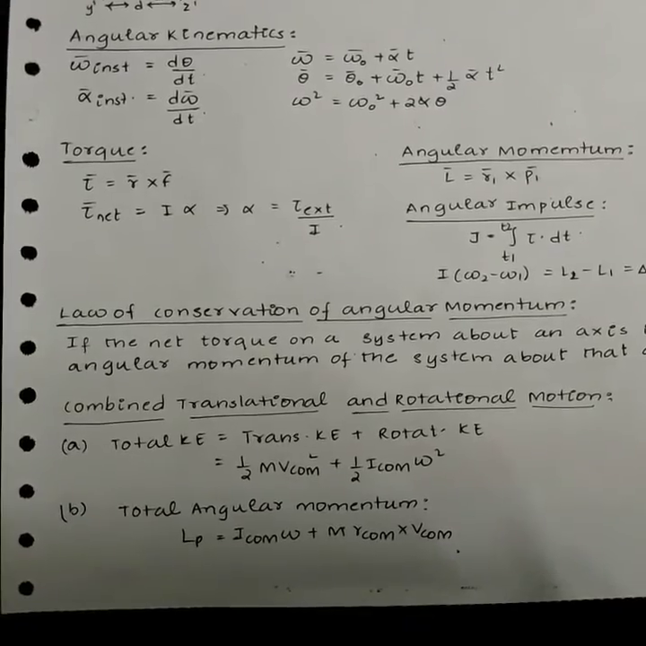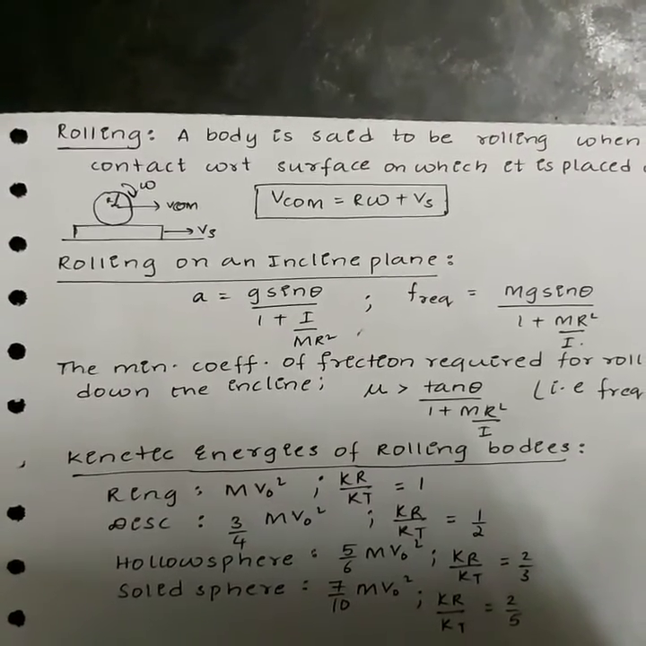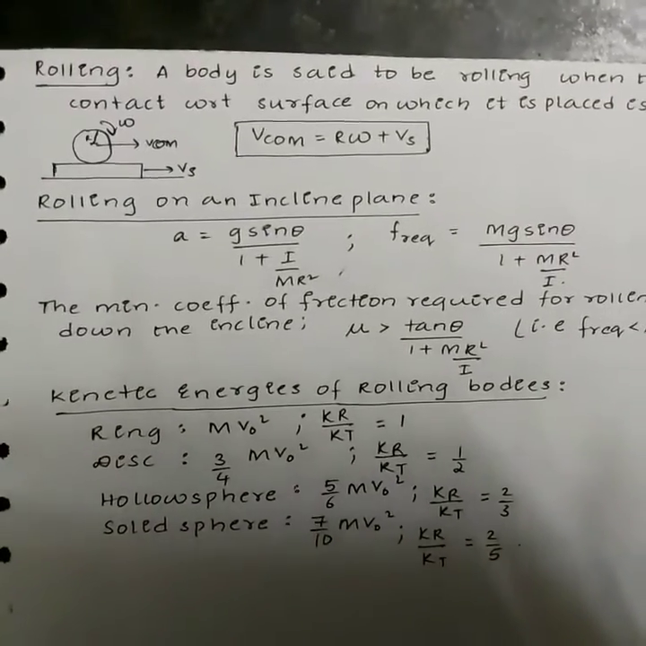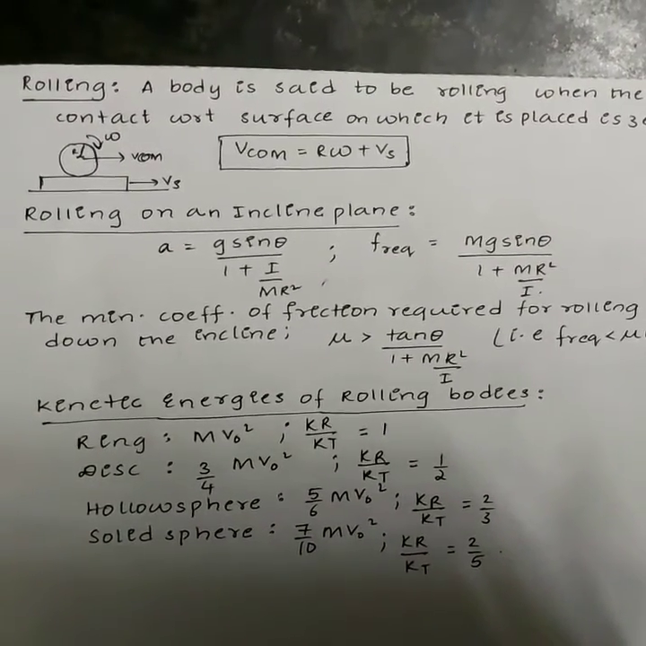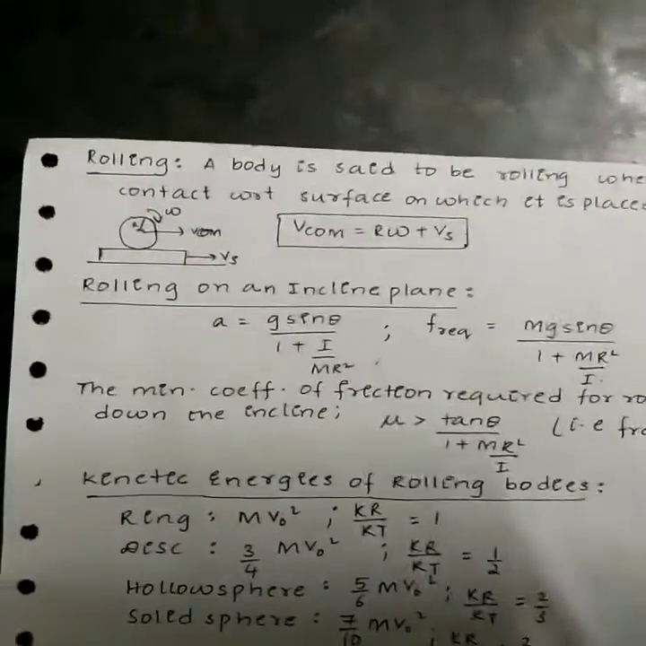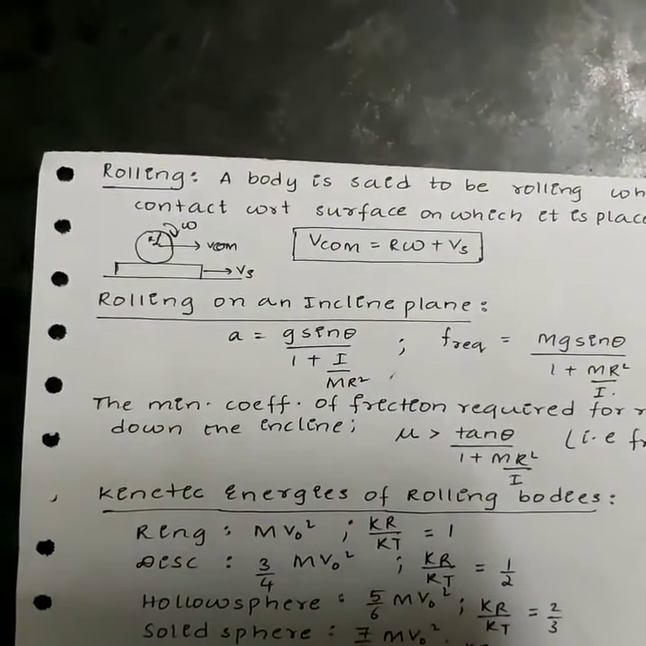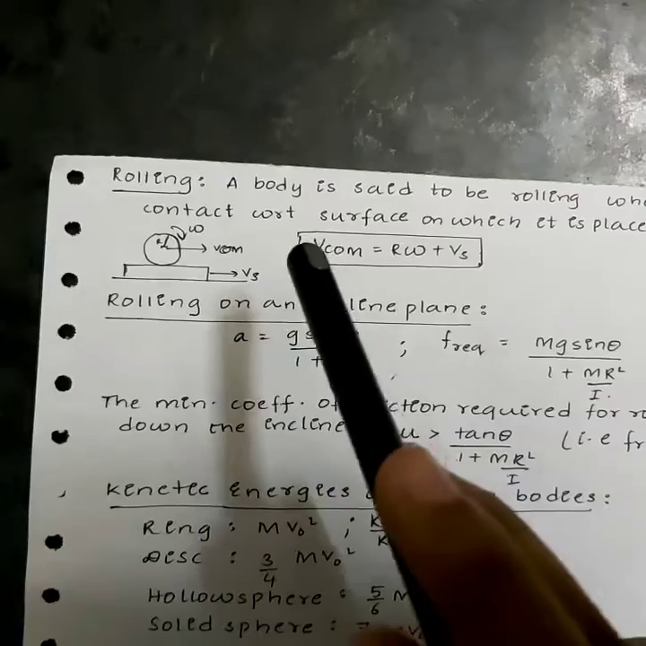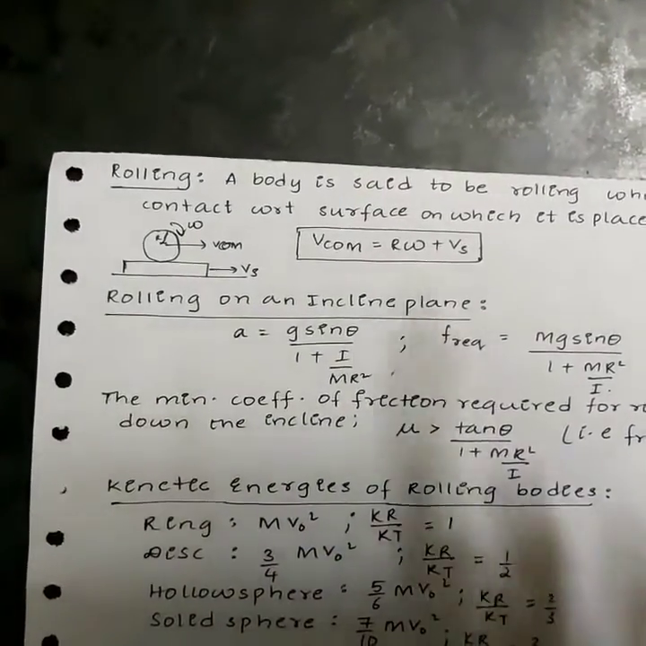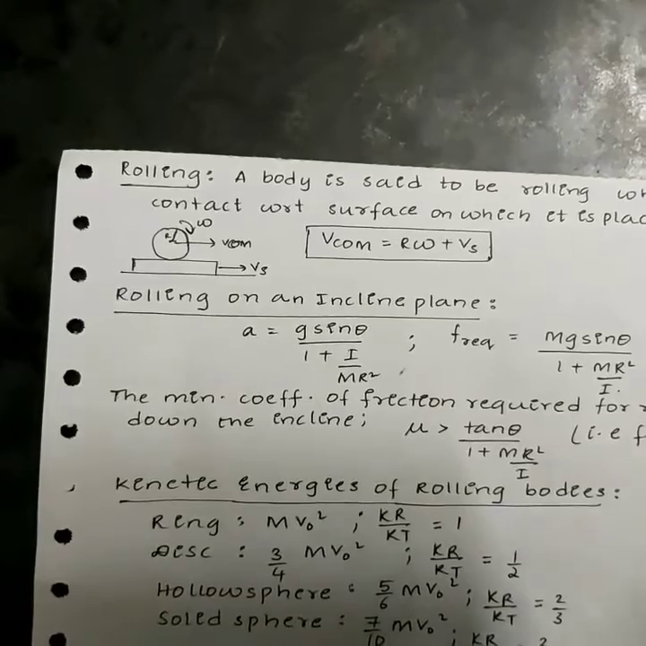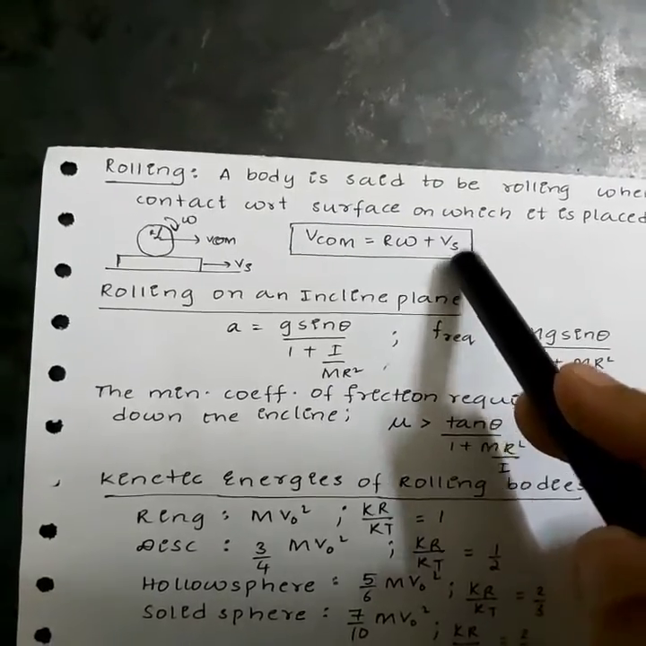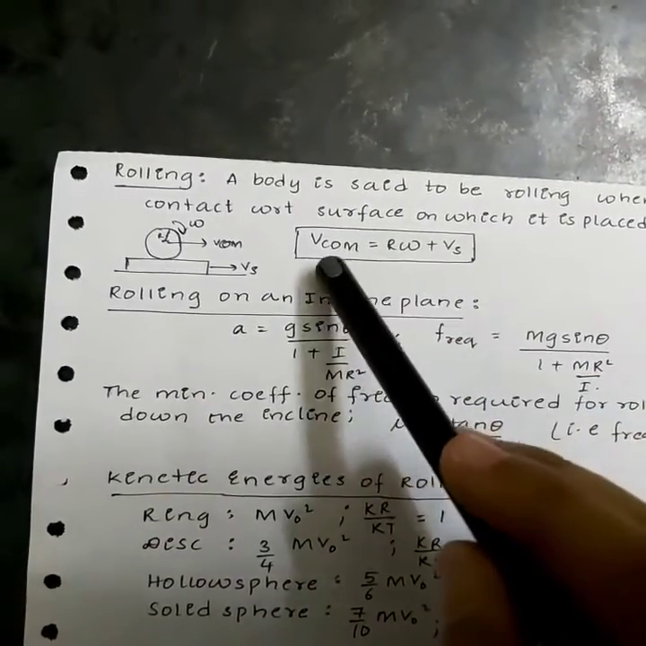cross v_COM. Rolling. A body is said to be rolling when the velocity of its point of contact with respect to the surface on which it is placed is 0. Consider a body rotating about its center of mass with angular velocity omega naught and the center of mass moving with velocity v_COM with respect to Earth, whereas the surface moves with a velocity vs with respect to the Earth. For pure rolling, Vp is 0. That is, v_COM is given by omega r plus vs. Since it is rolling on Earth, here vs is 0, so v_COM is omega r.